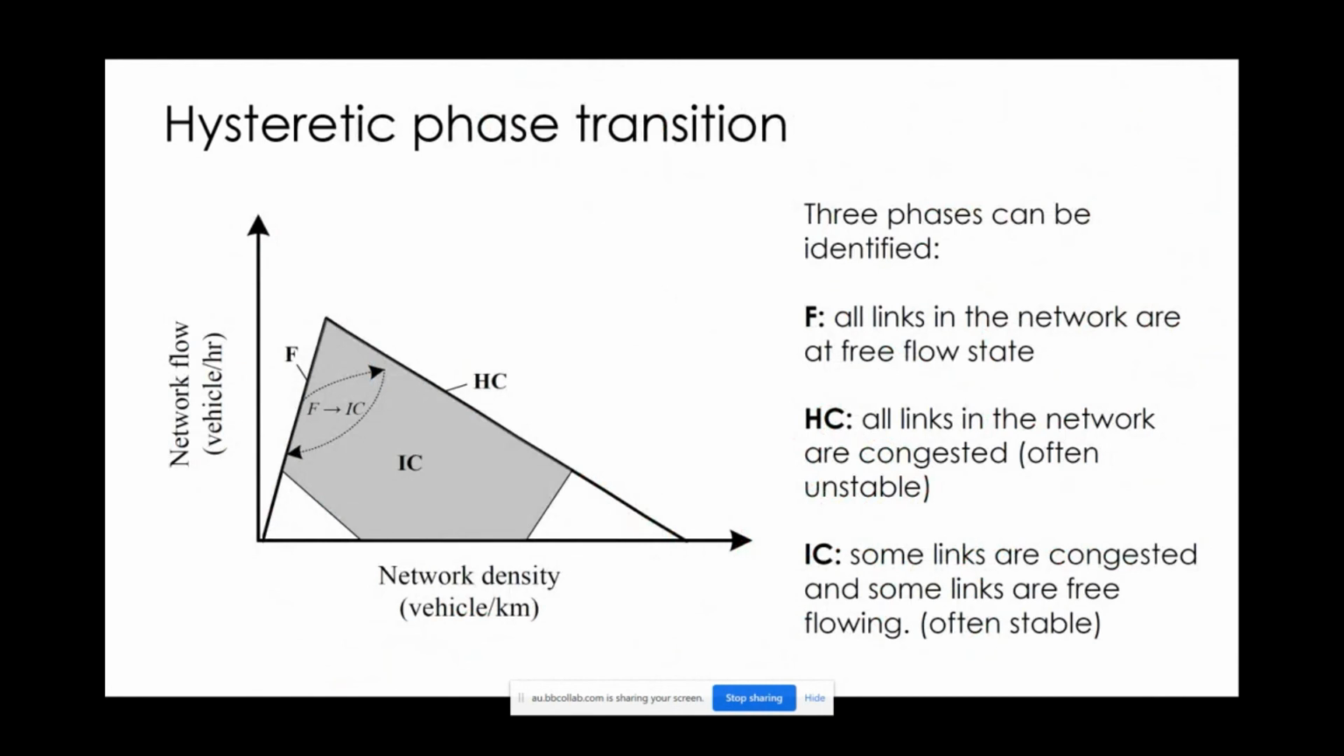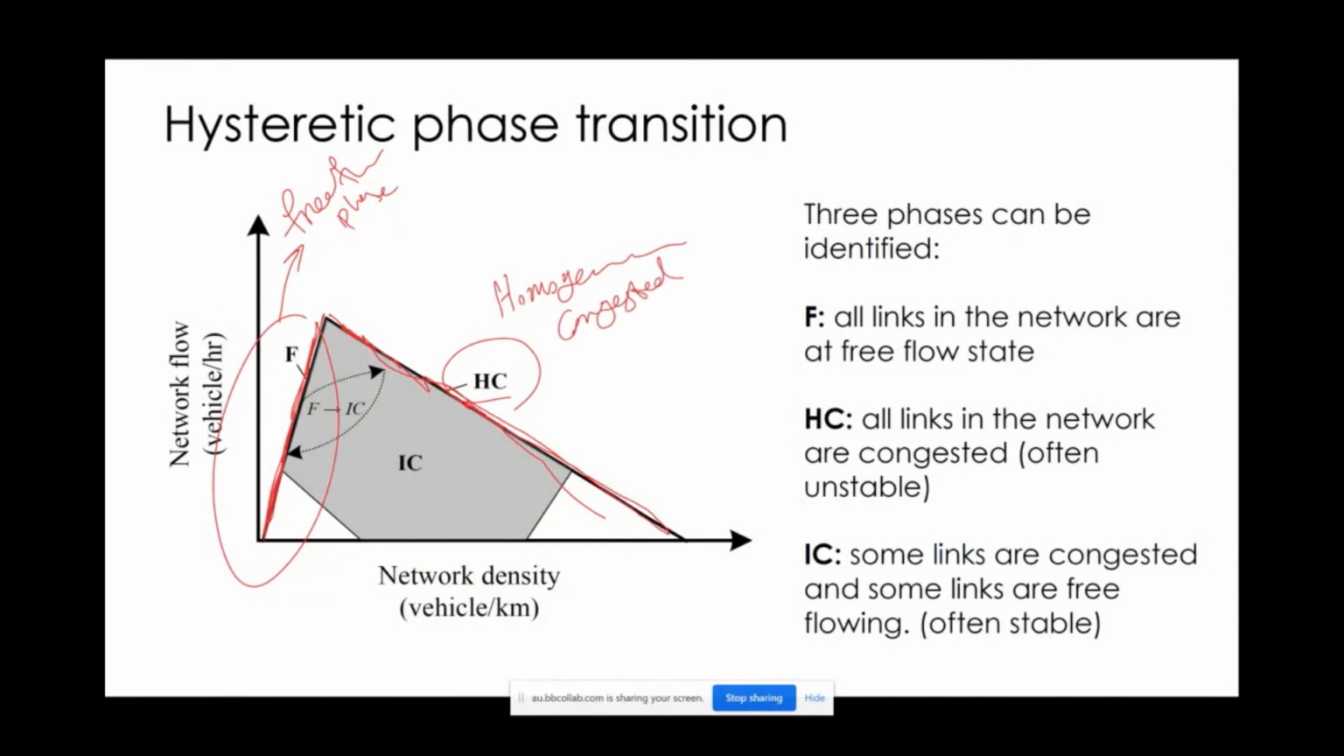And then obviously we can have some transitions between different phases. So imagine I have this theoretical MFT triangle here. This branch can be called a free flow phase, when all the links in the network are free flow. This branch on the right can be called homogeneously congested. That means all the links at the same time are congested. So we can have transition from F to HC, and we can have transition from HC to F, right?